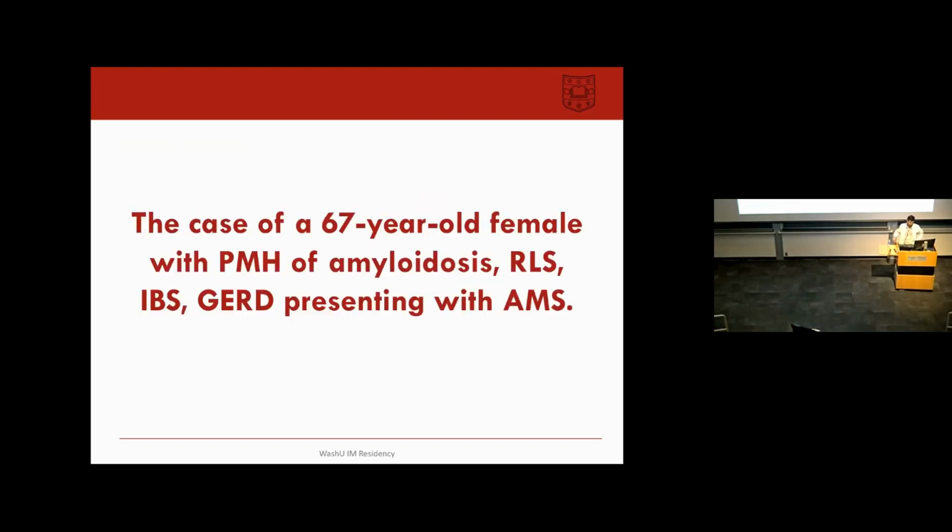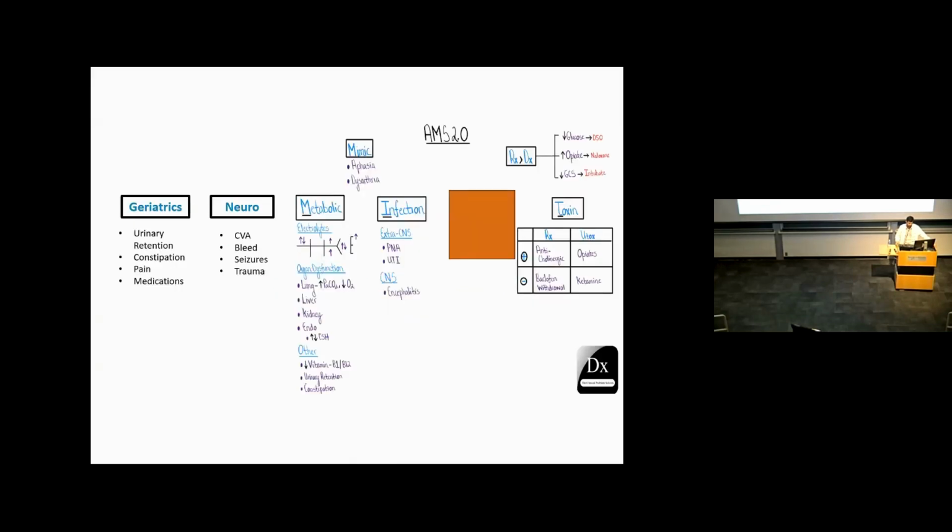The patient for this case is a 67-year-old female with a past medical history of amyloidosis, RLS, IBS, GERD, and she's presenting with altered mental status. And so, Dr. Chang, you provided or sent this schema. Do you mind going over that with us and giving us any other thoughts you have?